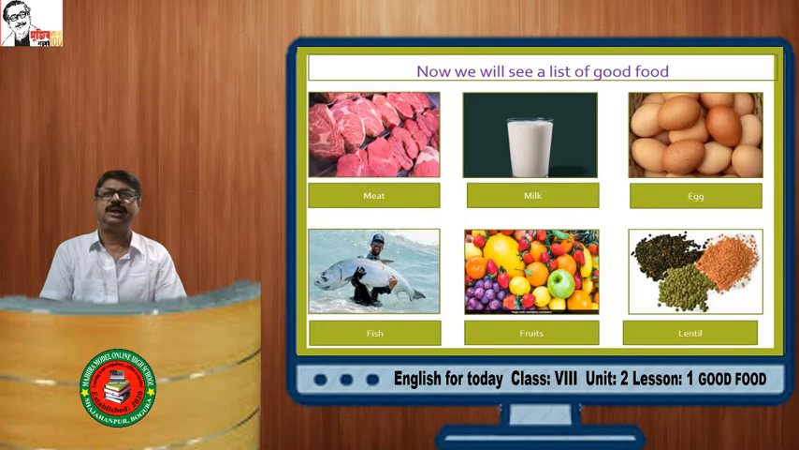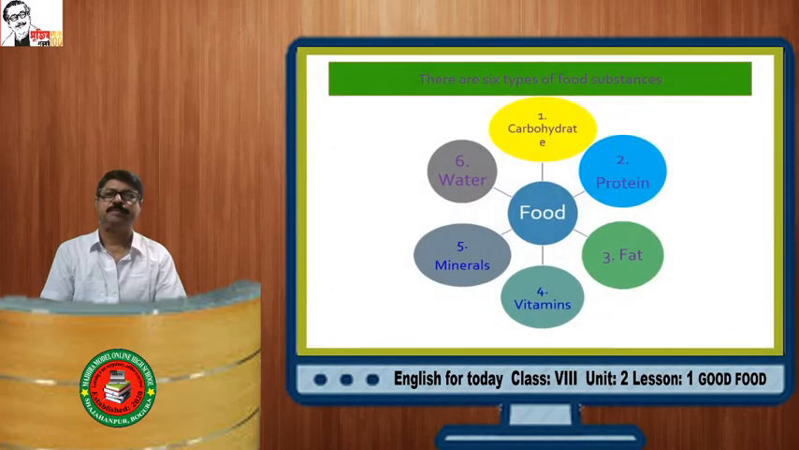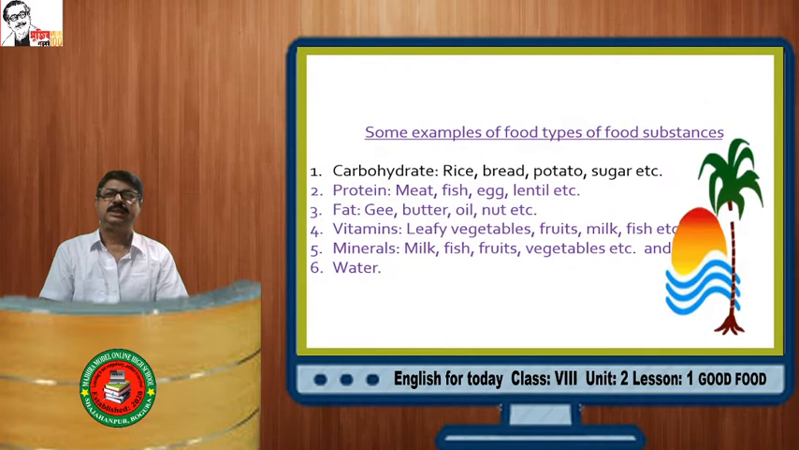Dear students, now we will see a list of good food. Meat, milk, egg, fish, fruits, lentils are some good food. There are 6 types of food substance in foods, like carbohydrate, protein, fat, vitamins, minerals, and water. Some examples of types of food substance.